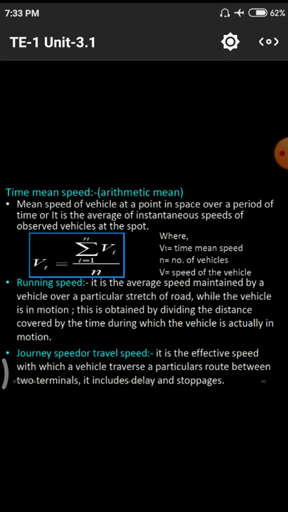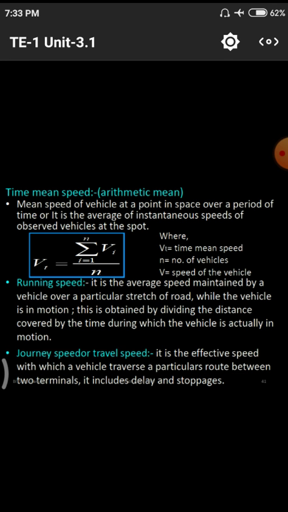That means in a space a huge number of vehicles are moving. We randomly pick one vehicle and observe how much speed that vehicle was maintaining, what the average speed is, what the spot speed is.